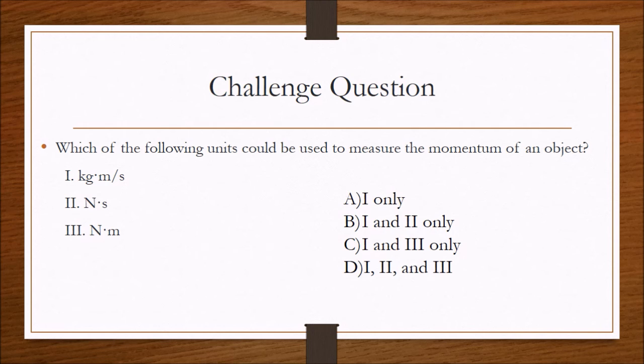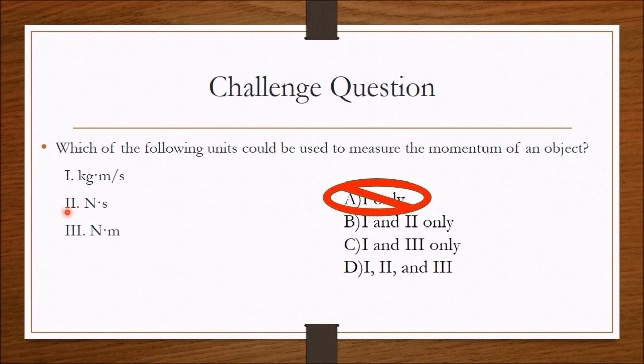Which of the following units could be used to measure the momentum of an object? Number 1 says kilogram meters per second, 2 says newtons times seconds, 3 says newtons times meters. If you're looking at 2 and 3 and thinking they sound kind of crazy, and you're thinking the answer has to be A, then you are incorrect.